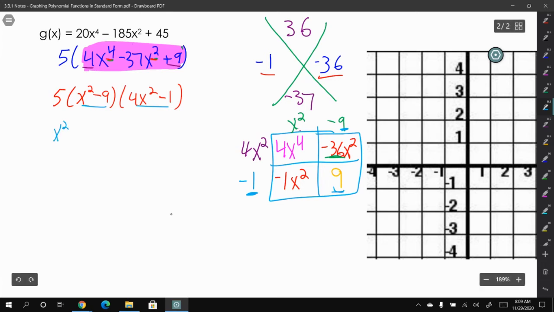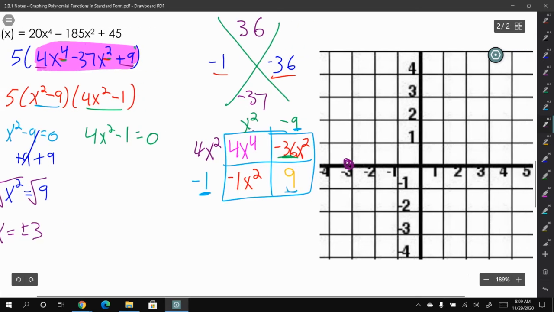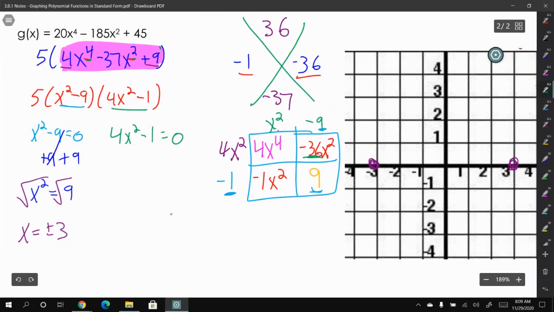So we can do x squared minus 9 equals 0. And we can do 4x squared minus 1 equals 0. Well, the one on the left is pretty straightforward. Add 9 to both sides. And we get x squared equals 9. And then when we square root both sides, we get x equals plus or minus 3. So on my graph, I'm going to put a dot at negative 3 and positive 3. Then we work with the green one. We'll add 1 to both sides. 4x squared equals 1.